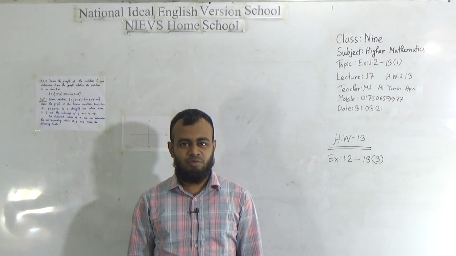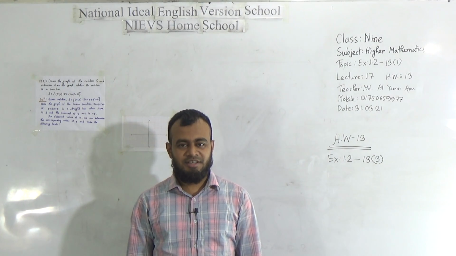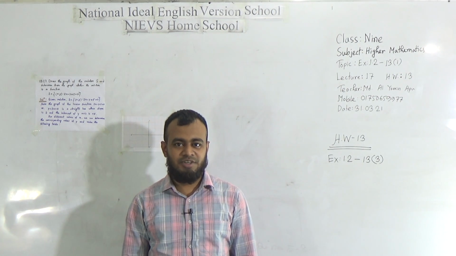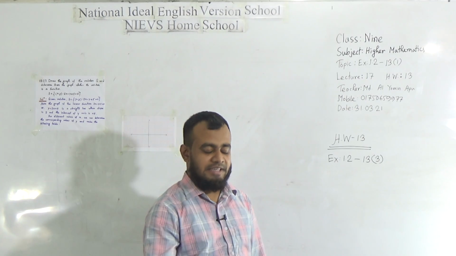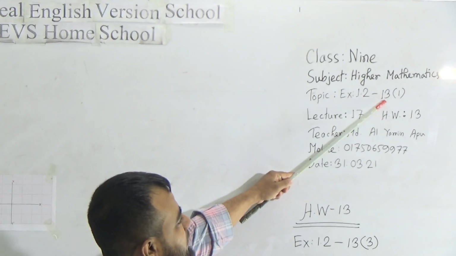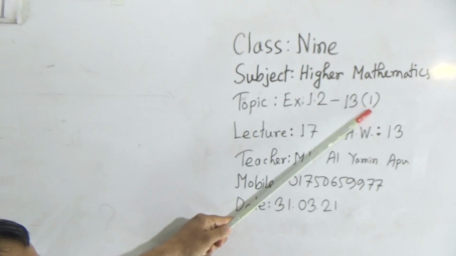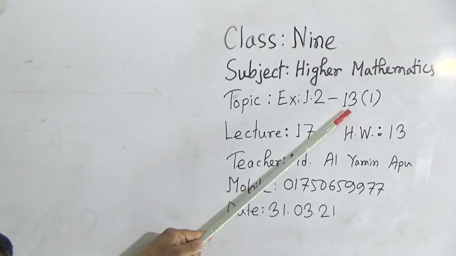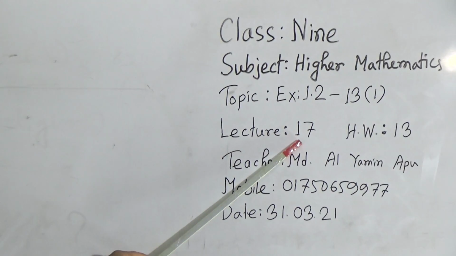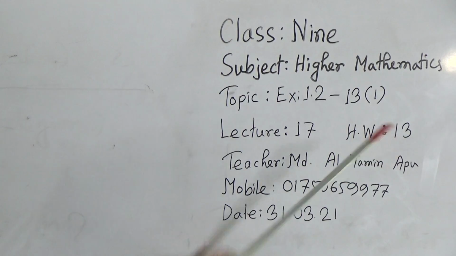I am Yamin Apu, an assistant teacher of mathematics, National Ideal English Version School morning shift. Today I am going to take a higher mathematics class for the students of class 9. Our today's topic is exercise 1.2, question number 13, activity number 1. That means we will solve only activity 1 from question number 13 in your exercise 1.2. Your lecture number is 17 and your homework number is 13.